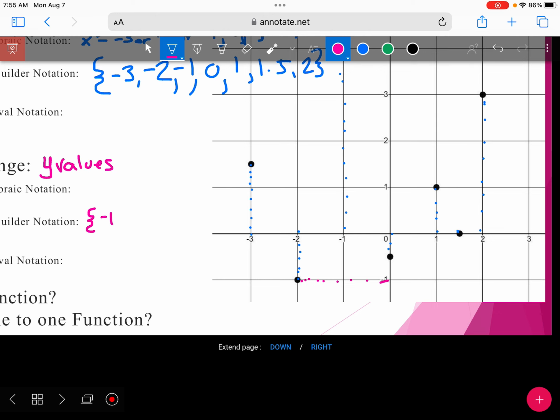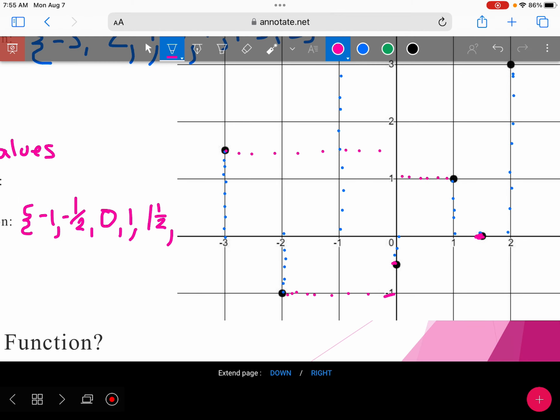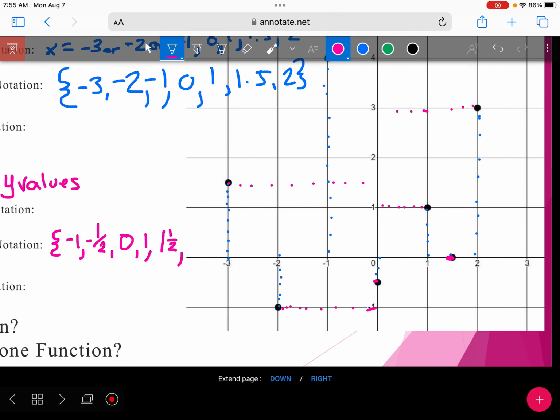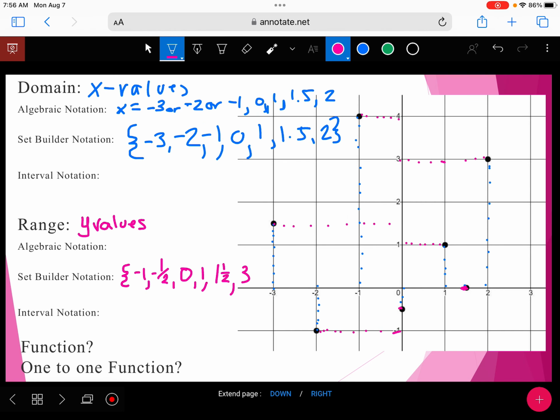-1, probably about -1/2. I don't know, I'm guessing. We're estimating here. This one is on 0, 1, about 1.5. That is a terrible 2. Holy cow. There we go. And then we've got this guy that's up here at around 3. And this guy that's here around 4.